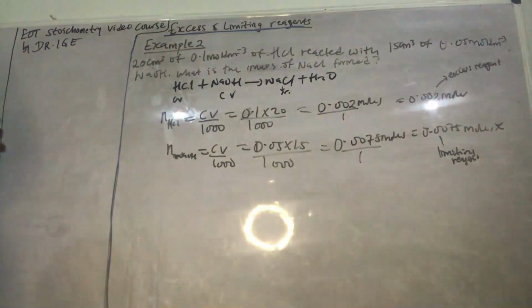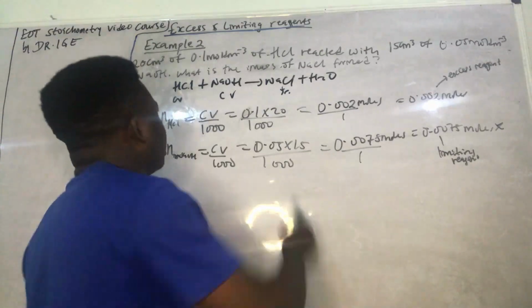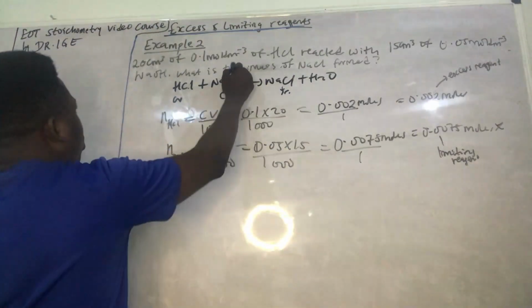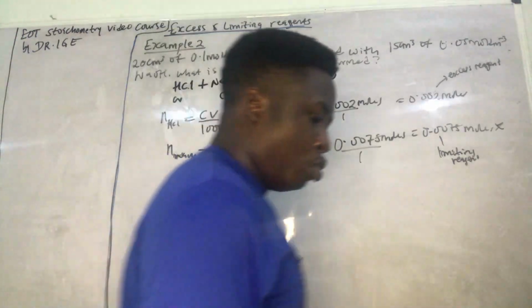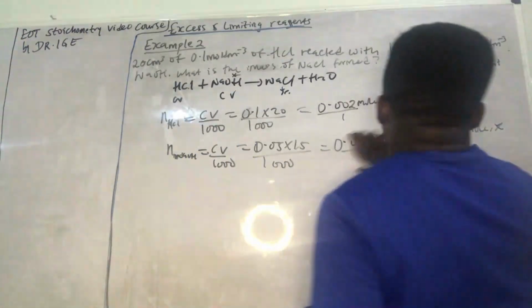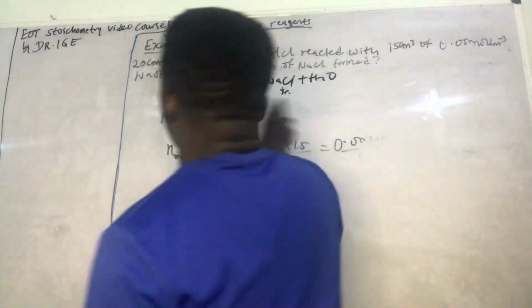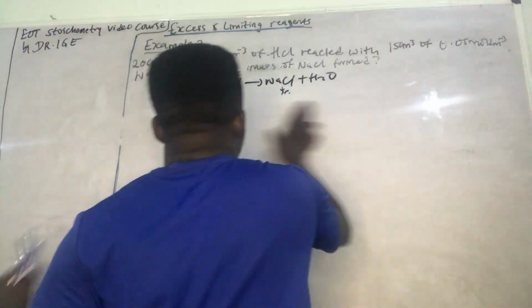Okay, now since this guy is the limiting reagent, it is going to be used to compare and get what I'm looking for here. That's just the whole logic. The reason why I'm doing all this is to know which of them is the limiting reagent. That's the one we use to solve.